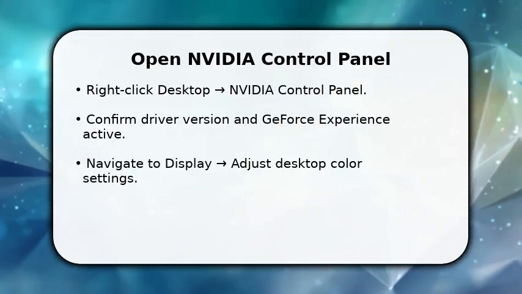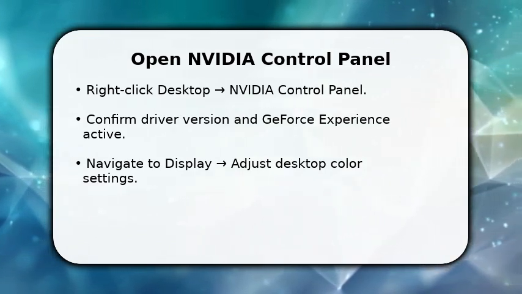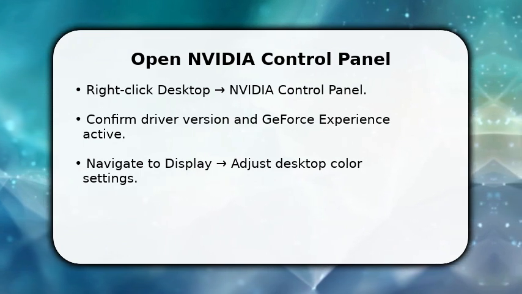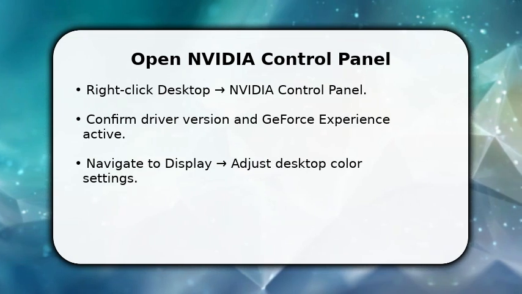You're starting in the Nvidia control panel. Open it now by right-clicking the desktop and selecting Nvidia Control Panel. Once there, make sure your primary GPU and monitor are selected so changes apply correctly.